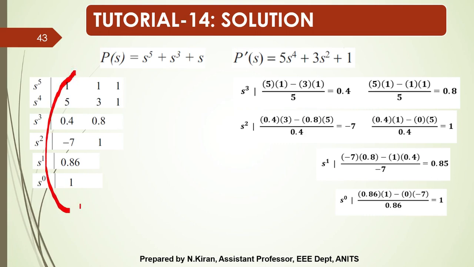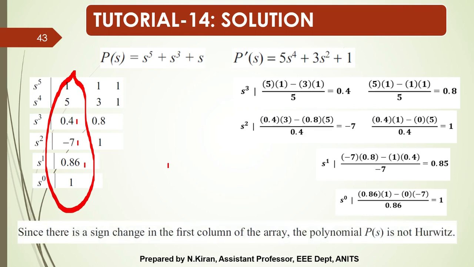If I observe the first column of the Routh table, there are two sign changes, from positive to negative, and again from negative to positive. This indicates that the poles are located on the right hand side of the S plane. So the given polynomial will not be Hurwitz since there are sign changes in the first column of the Routh table.